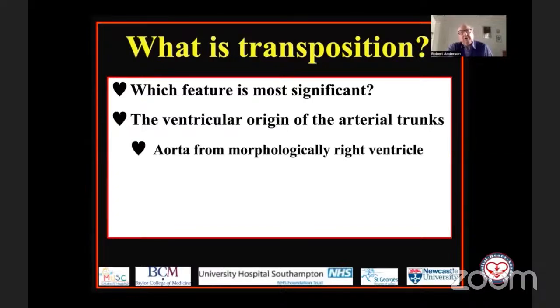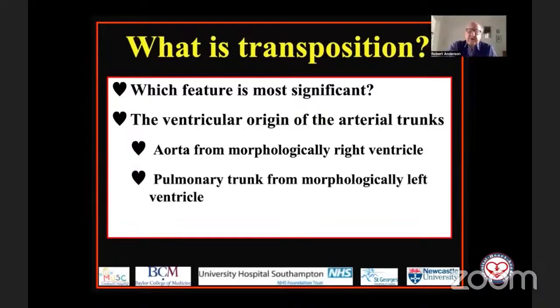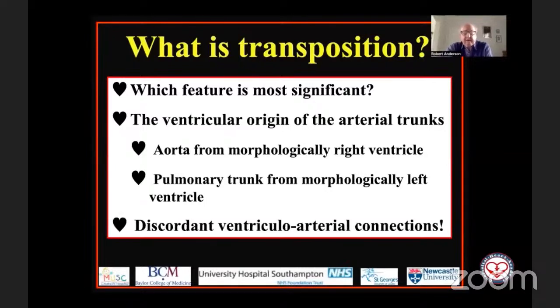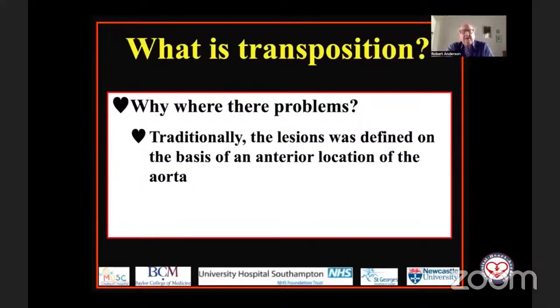So what we are talking about is hearts, as Diane has shown you, in which the aorta arises from the morphologically right ventricle, and the pulmonary trunk takes its origin from the morphologically left ventricle. In other words, we're talking about discordant ventricular-arterial connections. So why do we have problems?